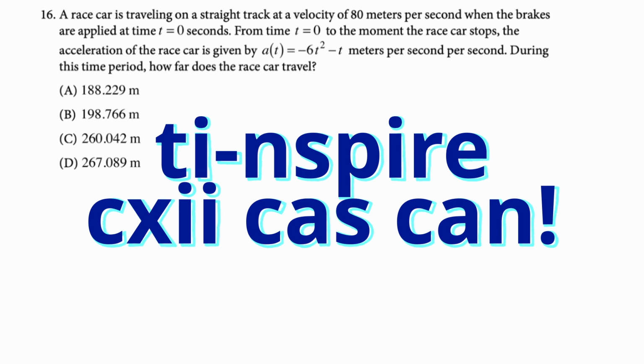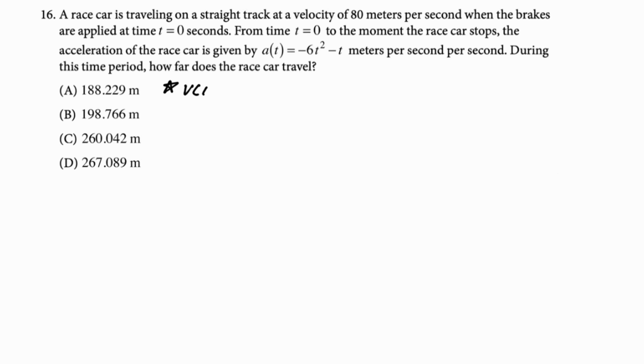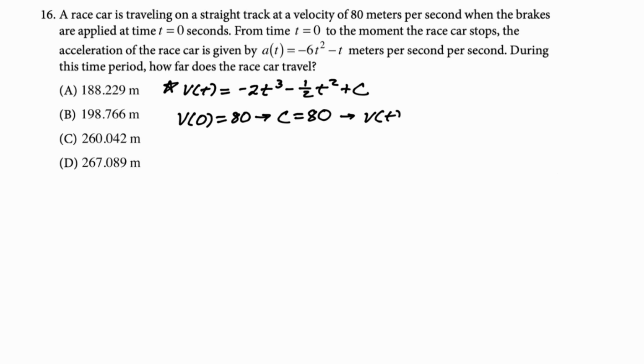So let's do that. We're just reversing the power rule. So v of t is going to be plus 1 times the reciprocal. So negative 2t cubed minus 1/2 t squared plus c. We know that v of 0 is 80. That's given in the problem, which means that c is 80. And so our velocity function that we're going to work with is negative 2t cubed minus 1/2 t squared plus 80.